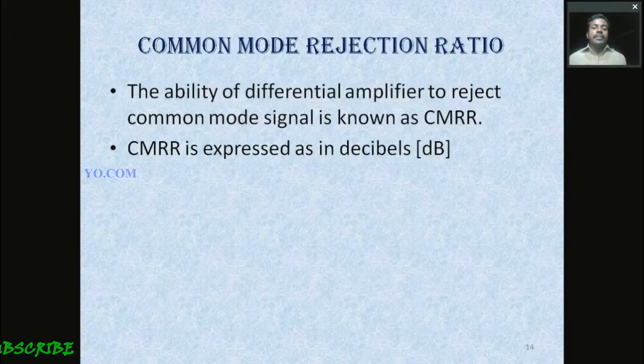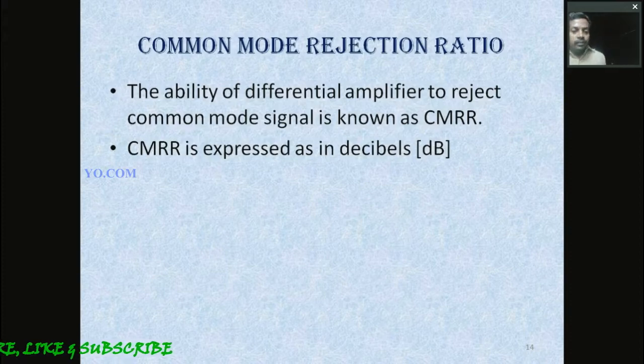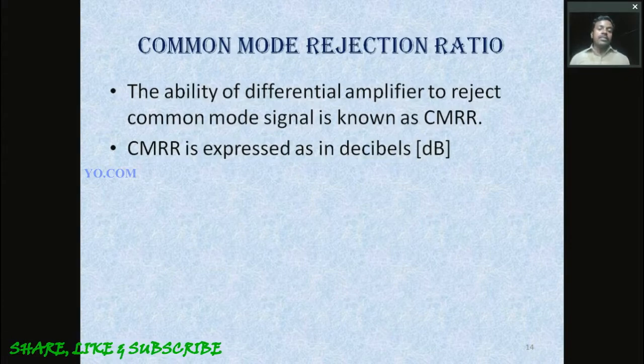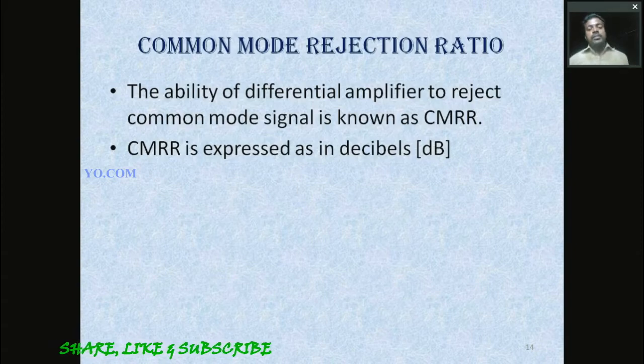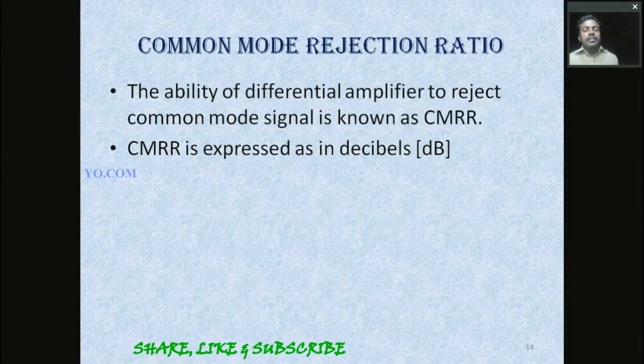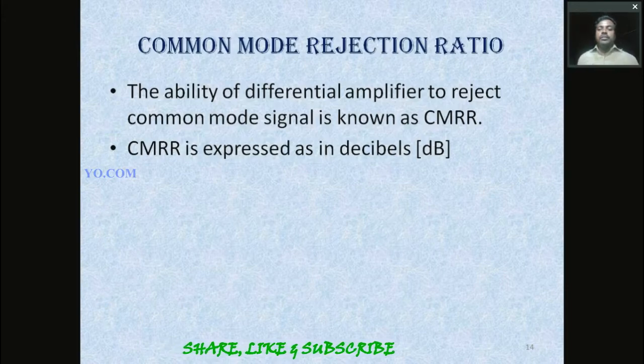Then common mode rejection ratio. The ability of the differential amplifier to reject the common mode signal is known as common mode rejection ratio, CMRR. What is a common mode signal? The signal that is common to both inputs. That means both inputs have the same signal, that is a common mode signal.